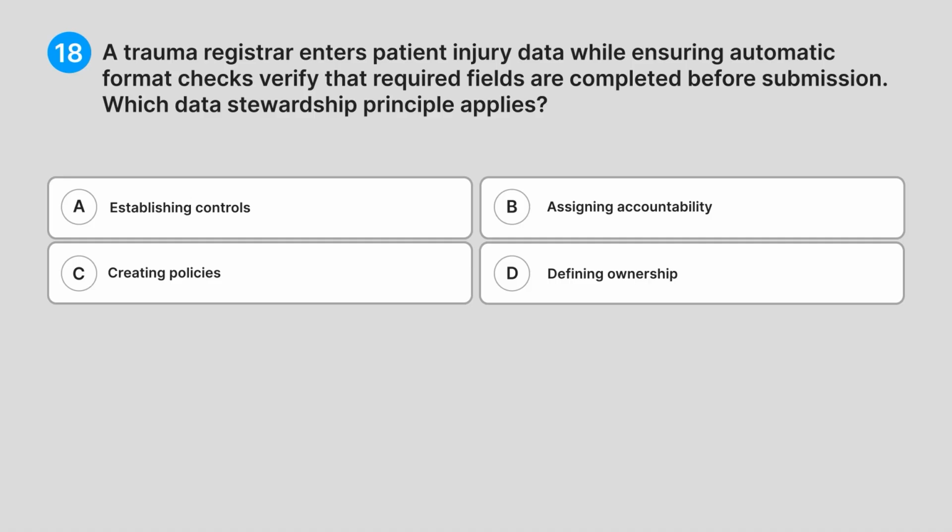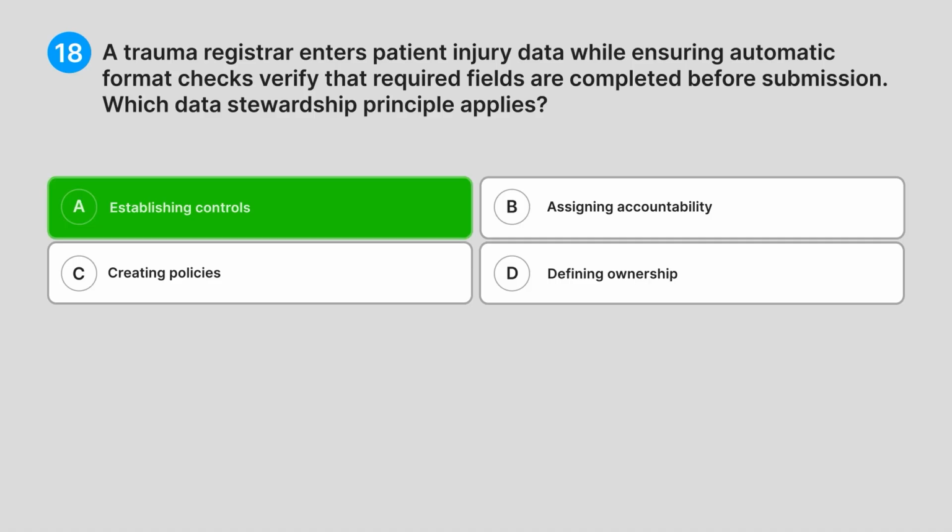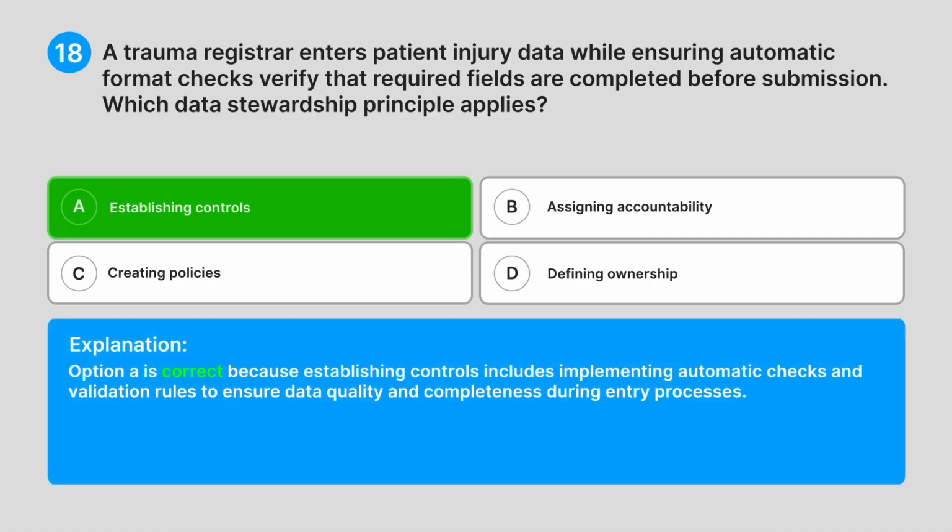Correct answer, A. Establishing controls. Explanation. Option A is correct because establishing controls includes implementing automatic checks and validation rules to ensure data quality and completeness during entry processes.